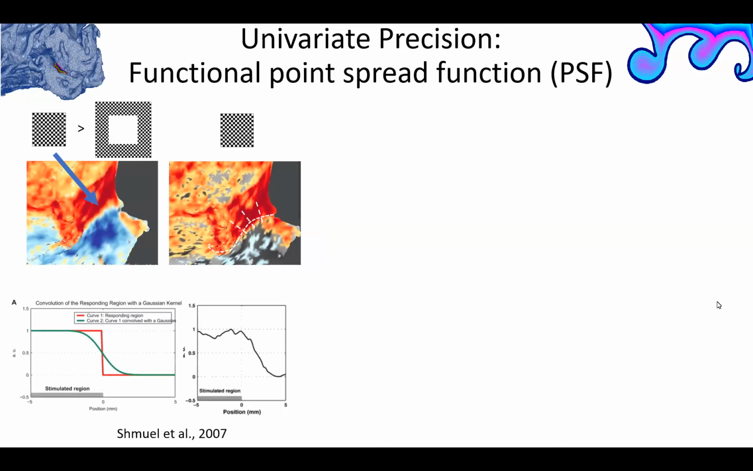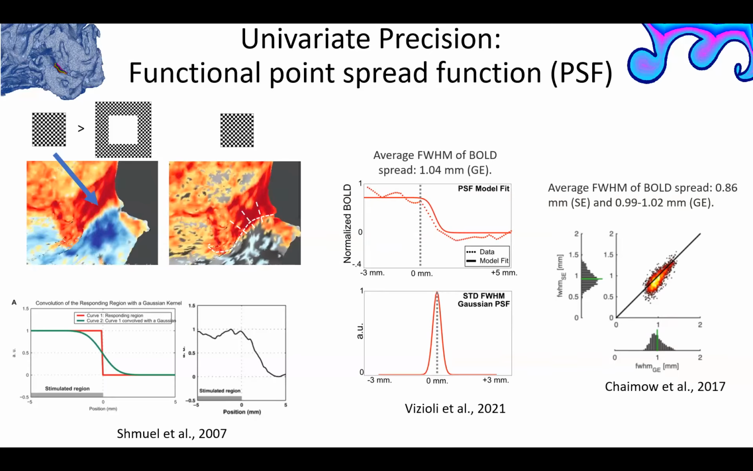And to quantify this, we can fit our point spread model, which is a stepwise function representing infinite spatial precision, convolved with a Gaussian point spread, the full width at half maximum of which is one of the parameters we want to estimate, the most important parameter, which is going to tell us what the spatial precision of our data is. This is what we did in our 2021 paper, and we saw that for 0.8 millimeter gradient echo data, our estimated spatial precision was 1.4 millimeters isotropic, which is very much consistent with what Denis Chaimow showed in 2017, between 0.99 and 1.02 for gradient echo data.